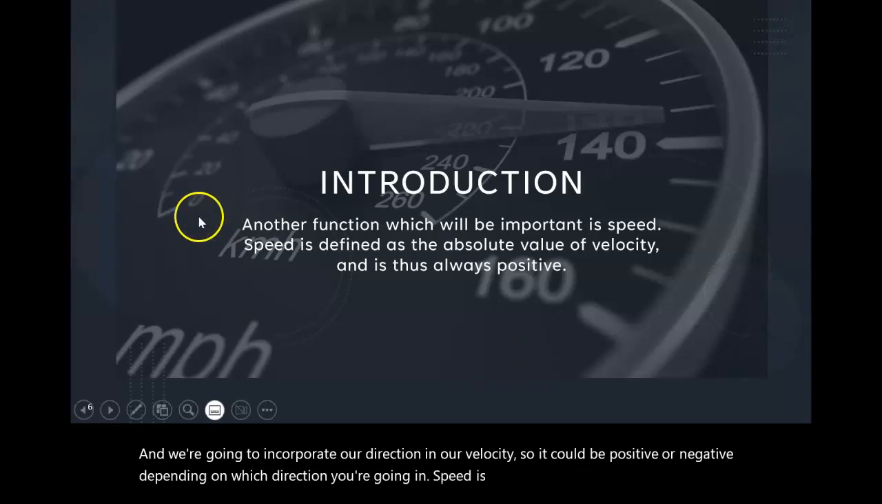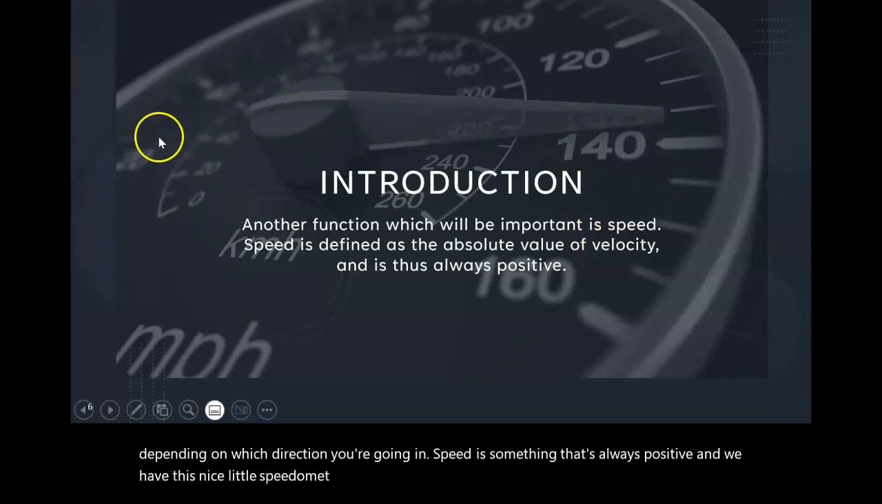Speed is something that's always positive, and we have this nice little speedometer right here to help us remember that.